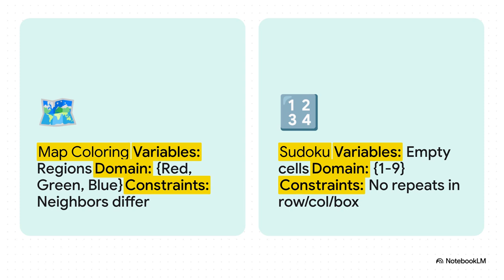One is colors on a map, the other is numbers in a grid. But if you use our CSP framework, you suddenly see they have the exact same bones. For Sudoku, what are the variables? The empty squares. What's the domain? The numbers 1 through 9. And the constraints? You know these. No repeating numbers in any row, any column, or any of those little 3x3 boxes. See? Two completely different puzzles, but they're built on the exact same structure.